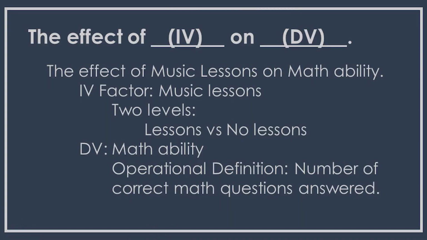Okay, in this case, the independent variable was violin lessons. I either put them in violin lessons or I didn't, right? So I'm manipulating that. That is an independent variable or one factor with two levels: violin lessons and no violin lessons. My dependent variable is the thing that I'm measuring, which in this case is mathematical ability.